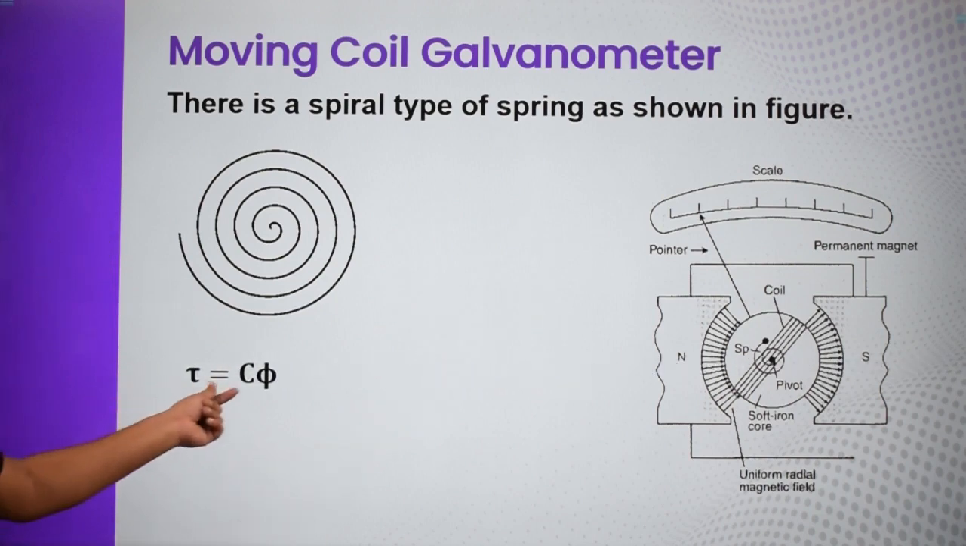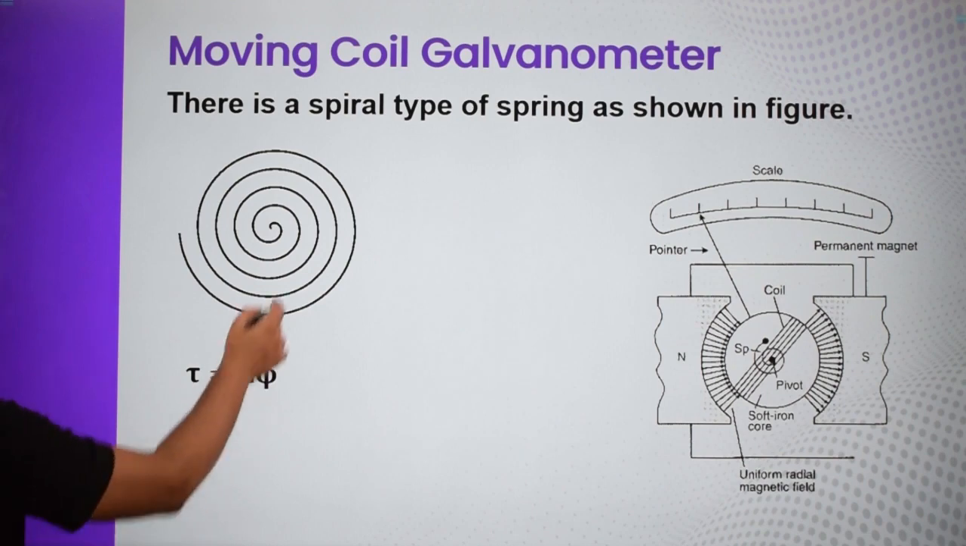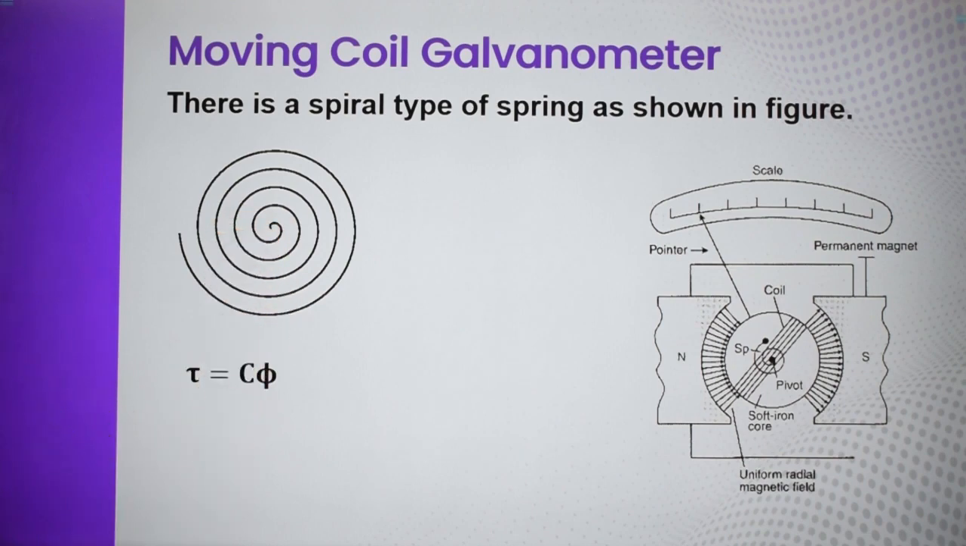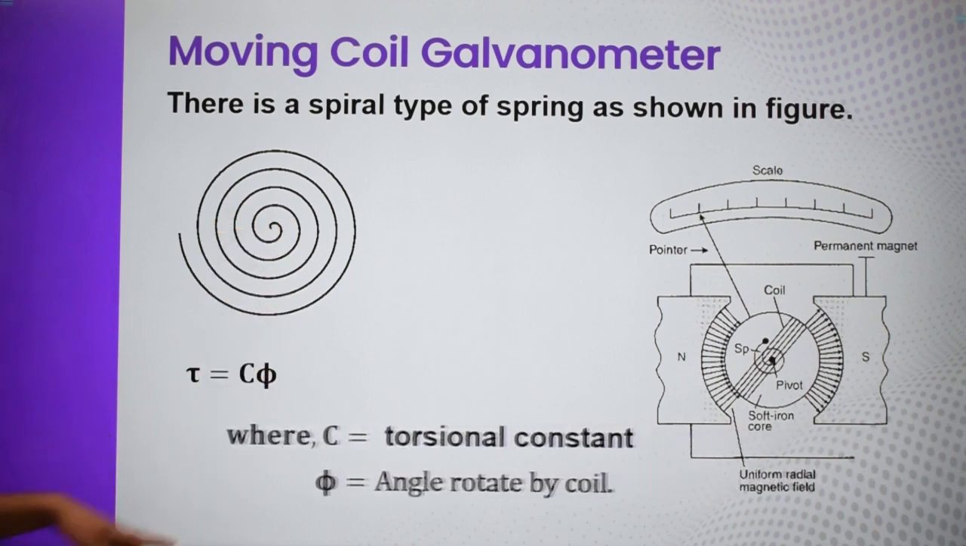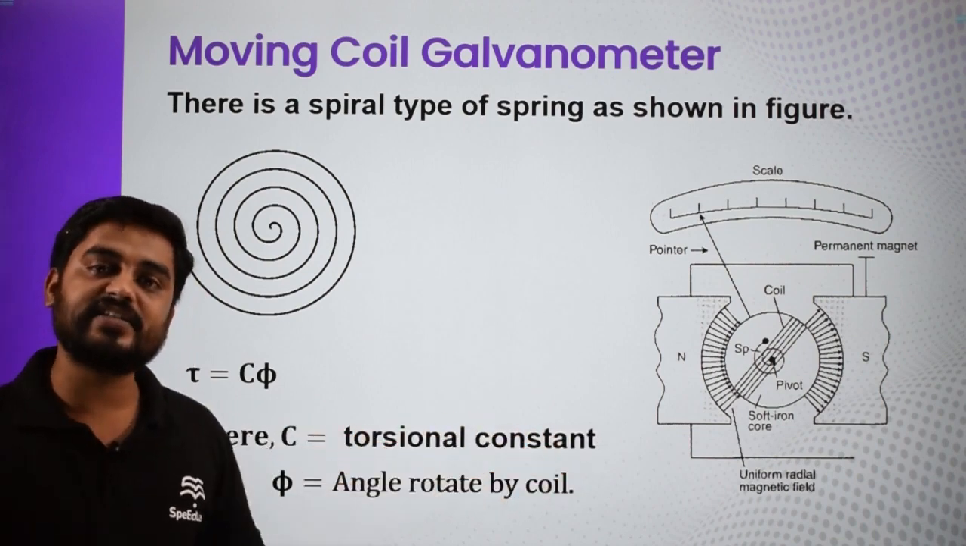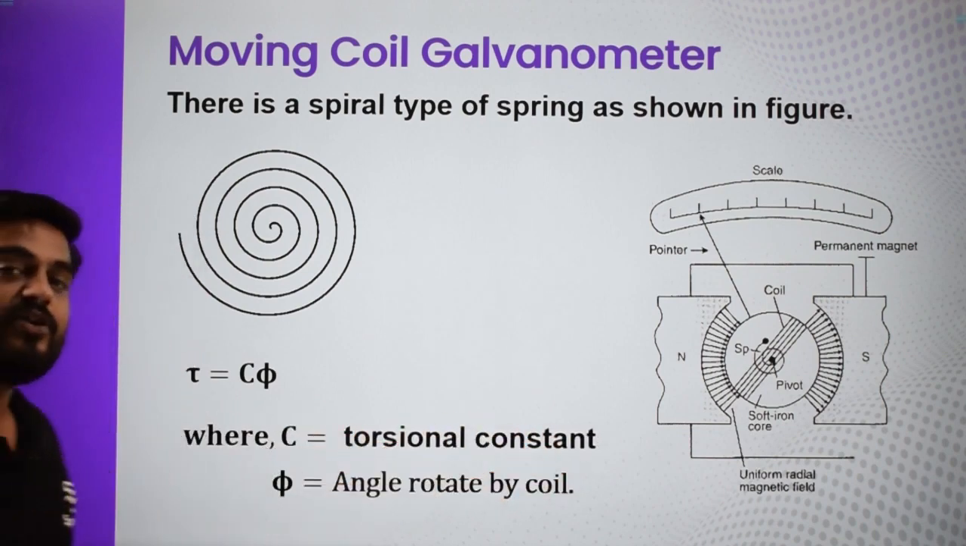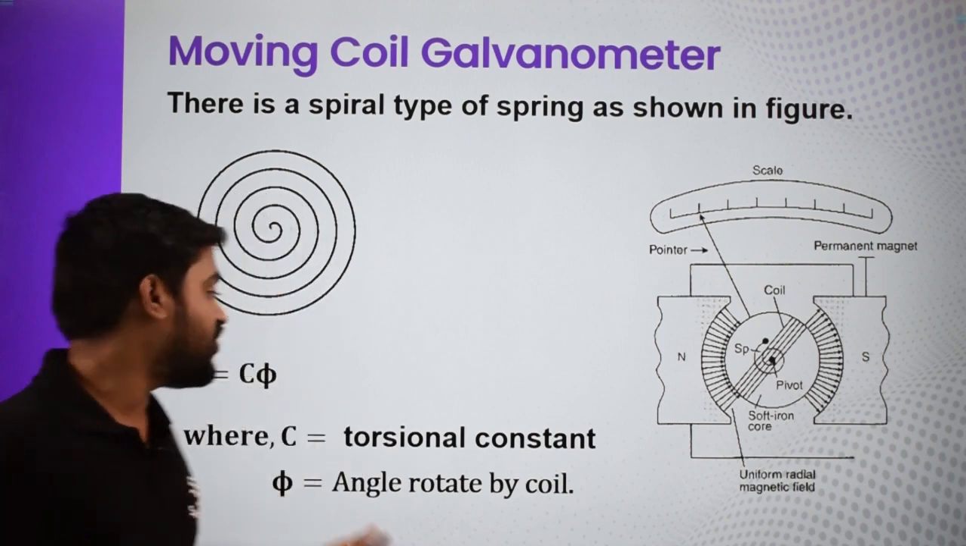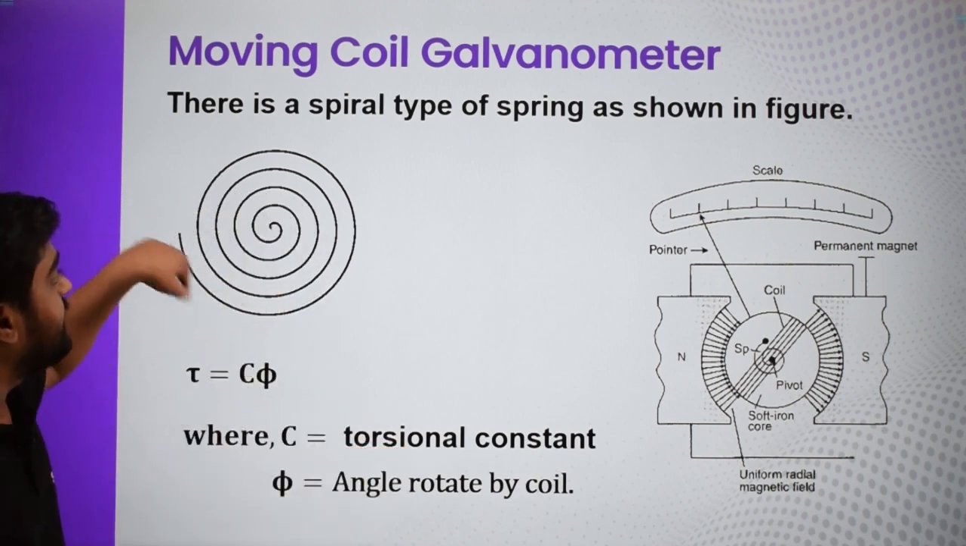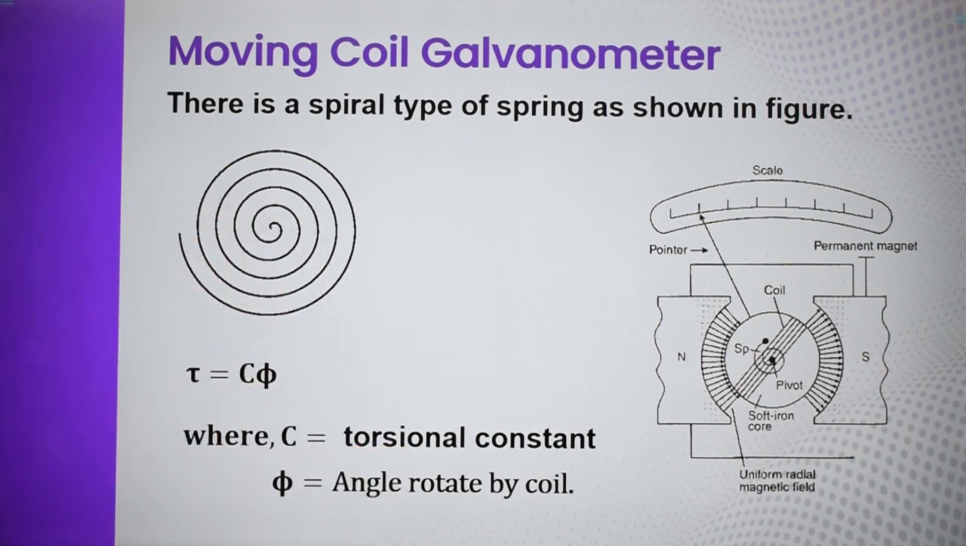So here the torque is C phi. What is phi? Phi is the angle through which it is rotating, and C is the torsional constant. It is just like the spring constant, but the spring constant is for linear springs and the torsional constant is for spiral springs. So if you rotate it by an angle phi, it will produce an opposing torque which is equal to C into phi.